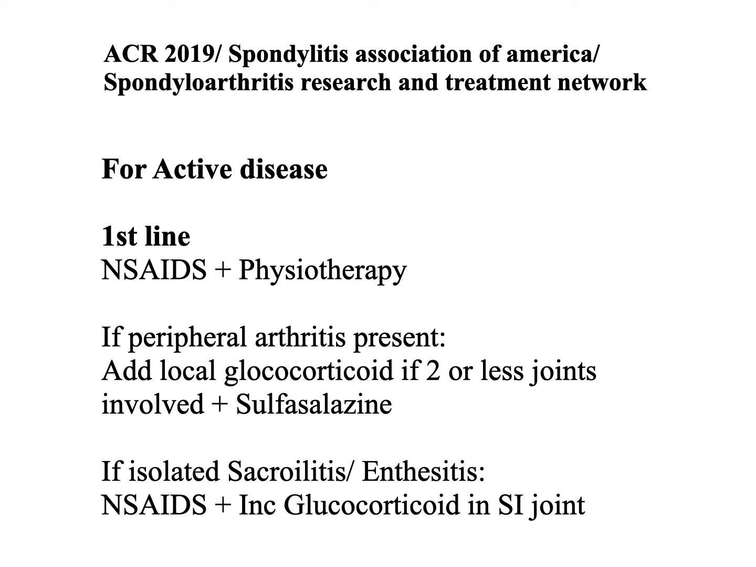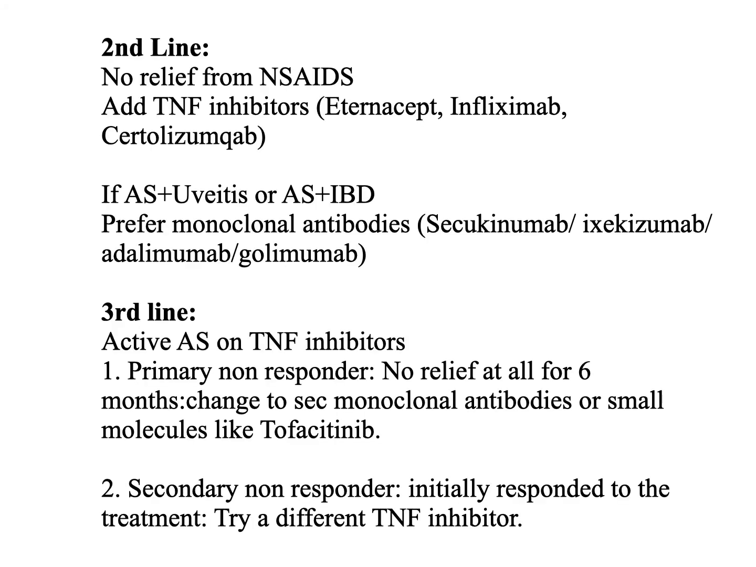The ACR 2019, Spondylitis Association of America and Spondyloarthritis Research and Treatment Network have given certain guidelines for the treatment of the disease. For active disease, first line drugs like NSAIDs and physiotherapy are given. If peripheral arthritis persists, add local glucocorticoids. If 2 or fewer joints are involved, add sulfasalazine. If there is isolated sacroiliitis or enthesitis, NSAIDs and injection of glucocorticoids in the SI joint can be given.